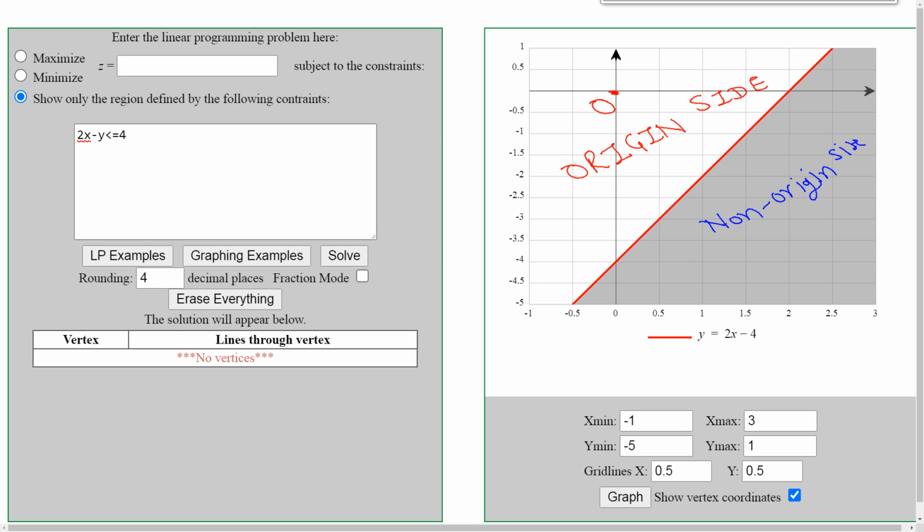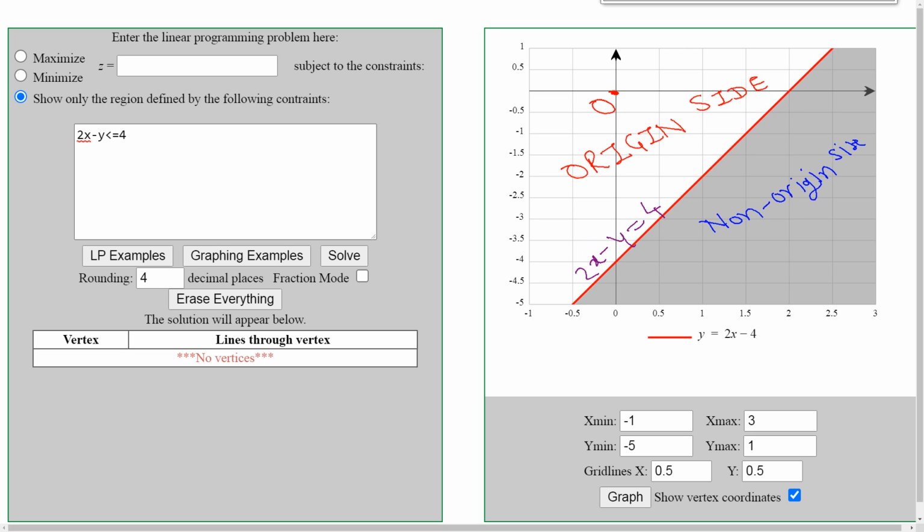We are talking about the line 2x minus y is equal to 4. This is the line. And it divides the plane in two sides, origin side and non-origin side. The answer to the question is how to determine the points which satisfy this inequality.